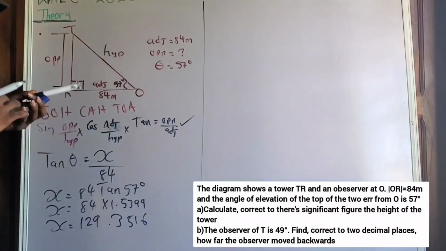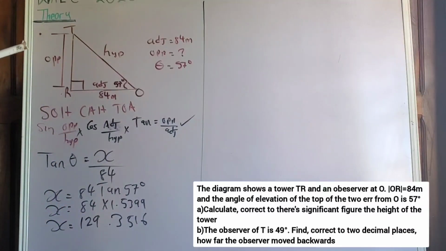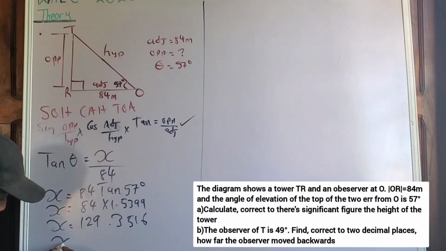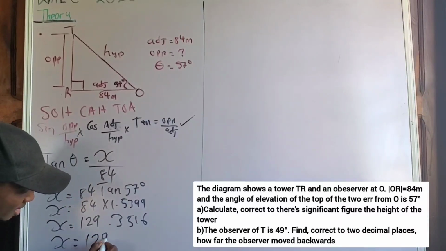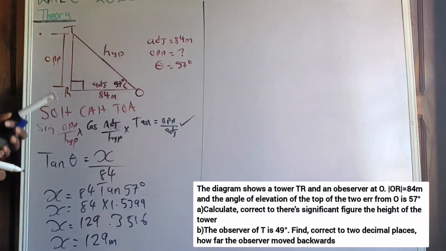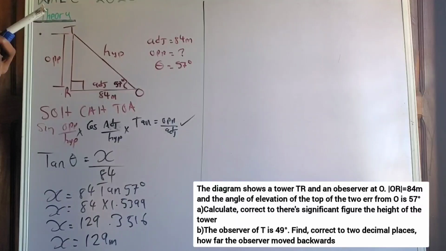129.3516. Okay, don't forget that we are asked to approximate to three significant figures. So the height of the tower to three significant figures will be what? 129 meters. So the height of the tower, which is x, is 129 meters. That is the value of the height of the tower. Now let's proceed to the next question.